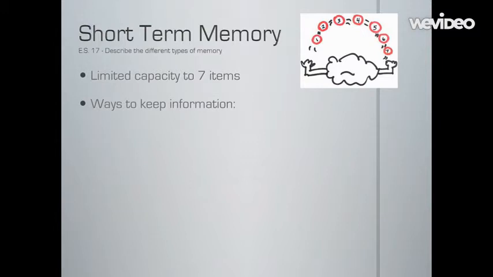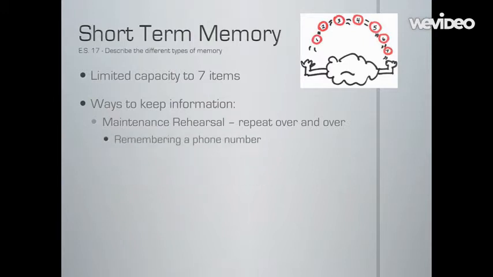Okay, there are ways that we keep this information, or ways that you can maybe keep your short-term items for longer durations. One of the ways is maintenance rehearsal. So that's repeating it over and over again so that you remember it. So if you're trying to remember a phone number to go dial into a phone, you might look it up on the internet, or you might look it up in the phone book. You'll repeat it to yourself a couple times, and then once you type it in and you dial it, you probably have already forgotten it.